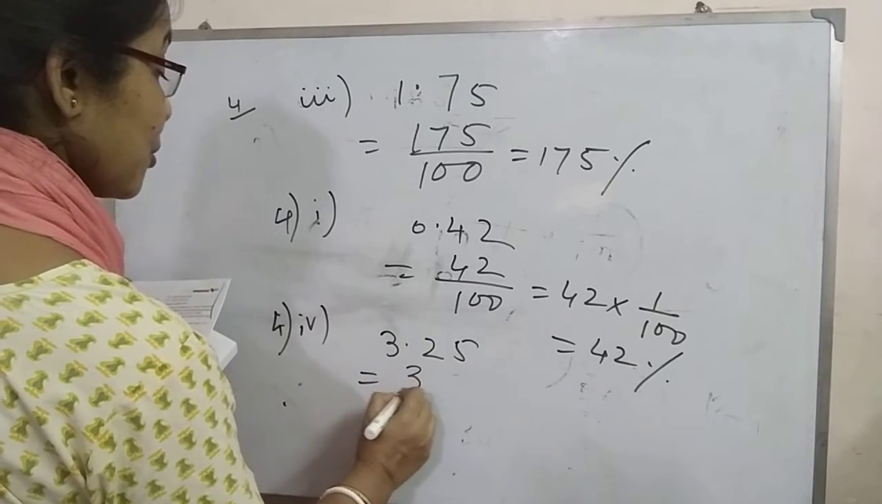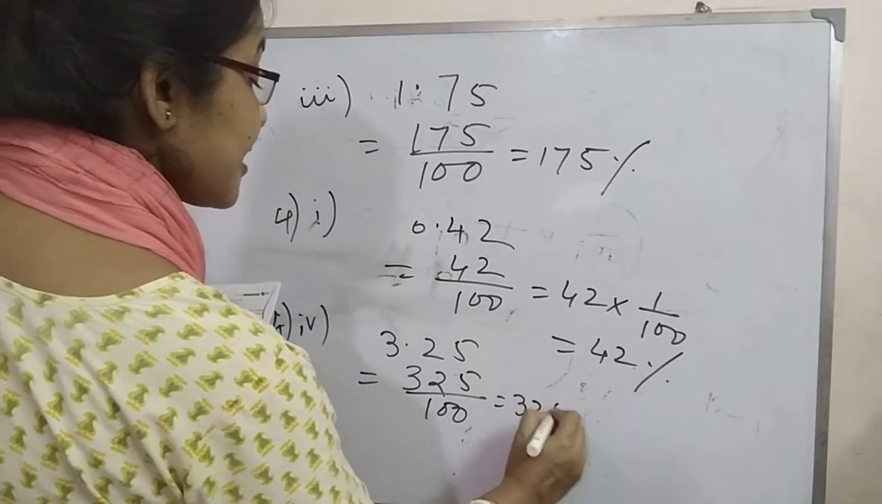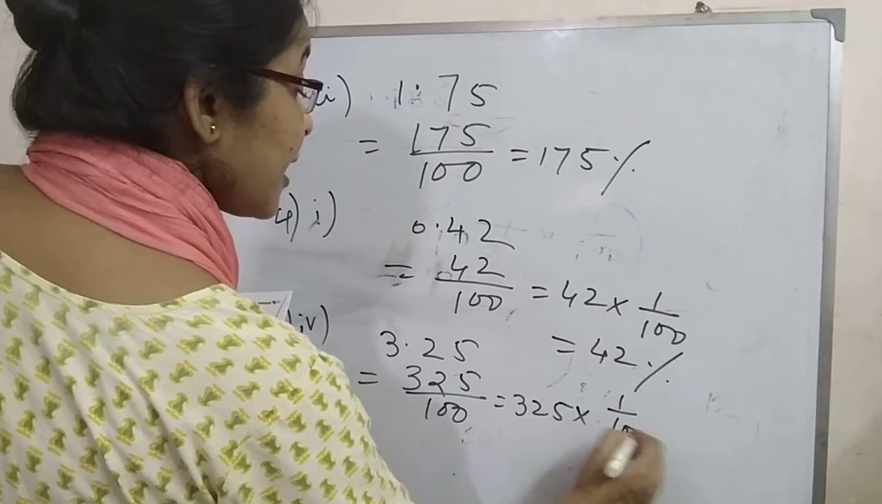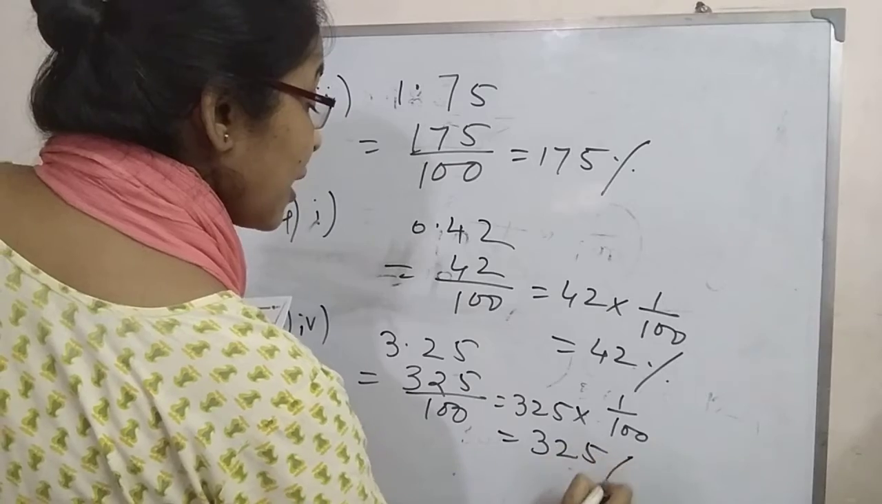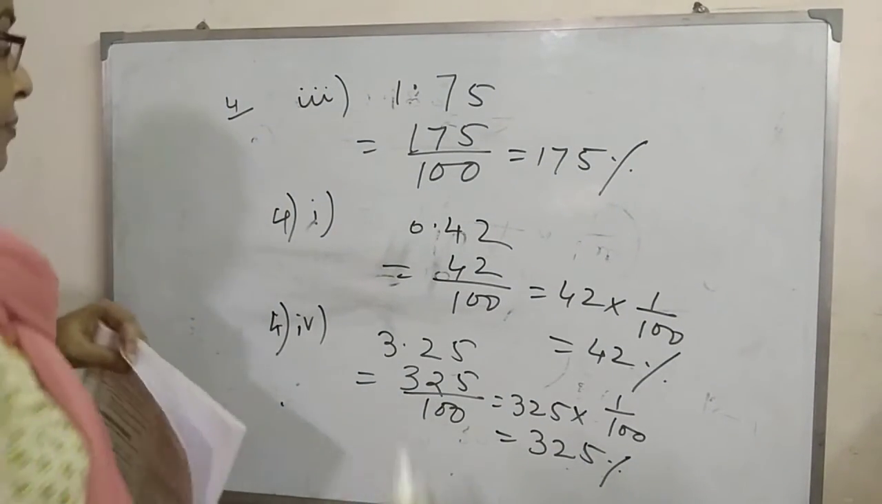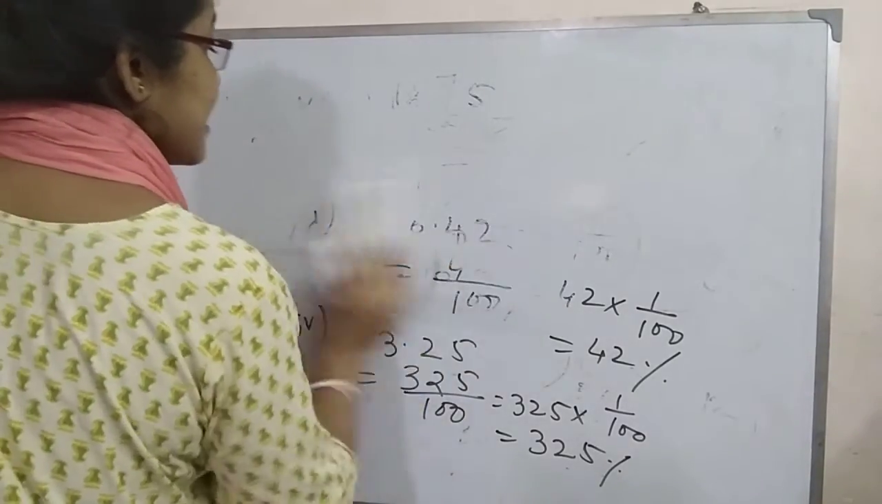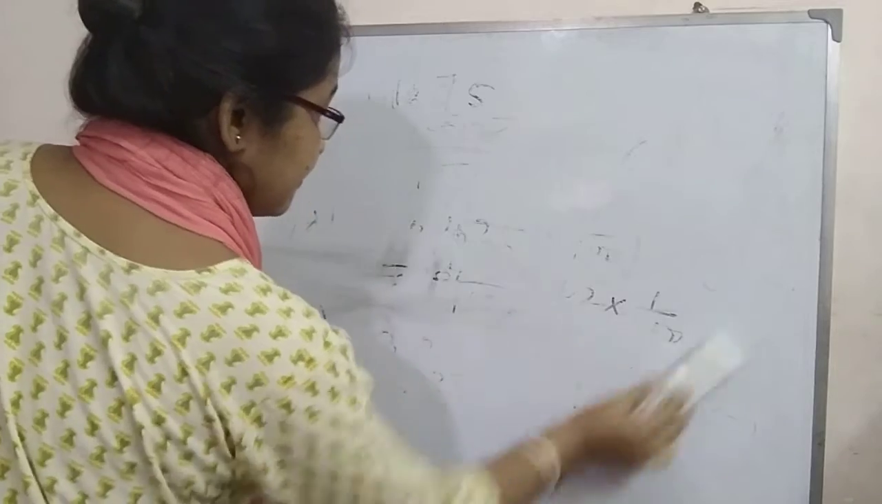And 4. 3.25, that is equal to 325 by 100. I can write it 325 into 1 by 100. This is equal to 325%. Okay? I hope you will understand the sums.